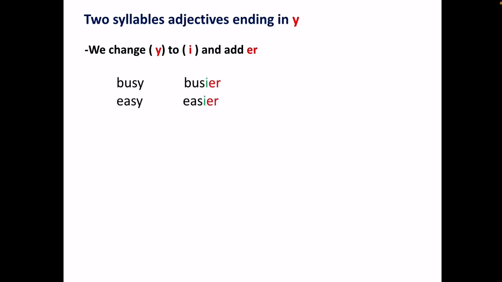Now, if I have 2 syllable adjective but ending in y, إذا كان أيضا عندي صفة بها مقطعين صوتيين لكن تنتهي بحرف y. In this case, we are going to change the y to I and then add er. حرف الواي سوف تقلب إلى I ثم نقوم بإضافة er. For example, busy, busier. Easy, easier. Funny, funnier. Happy, happier. As you can see, we change the y to I and then we add er.